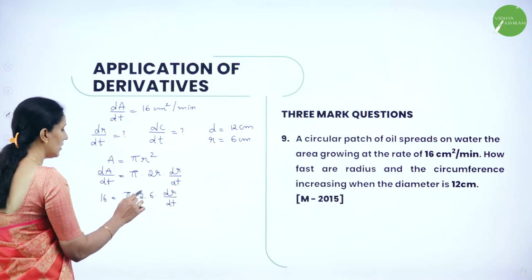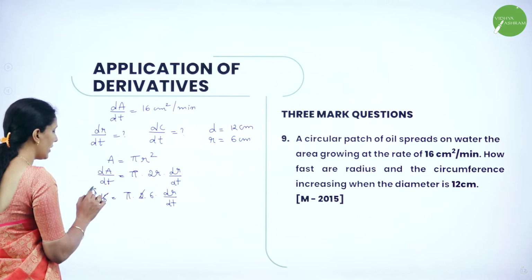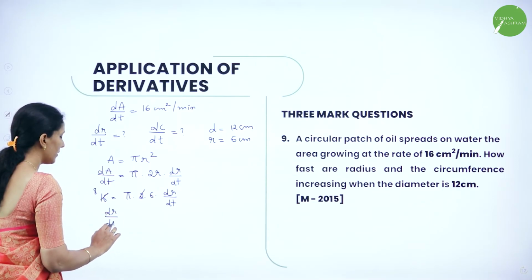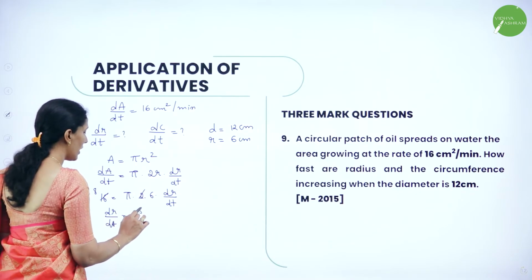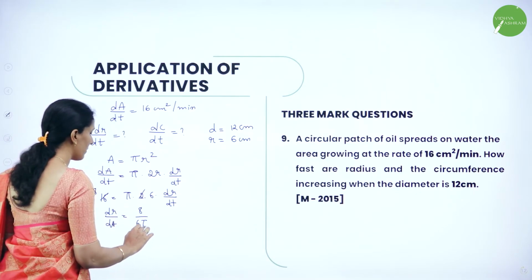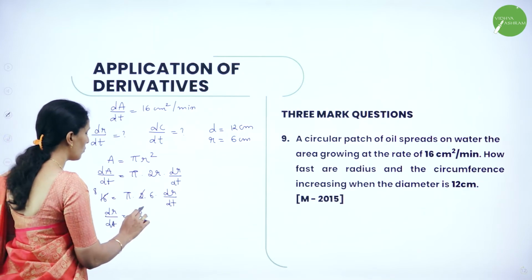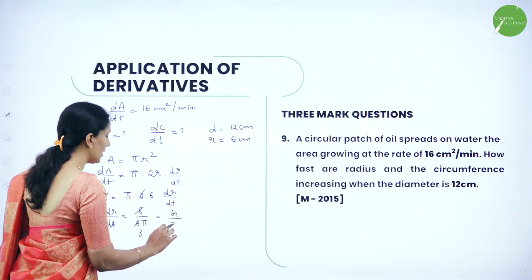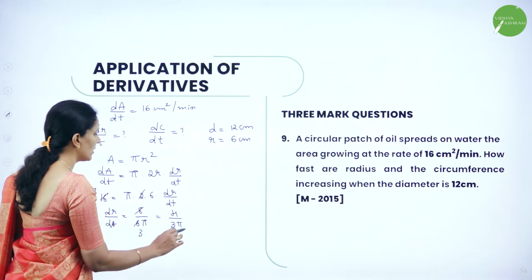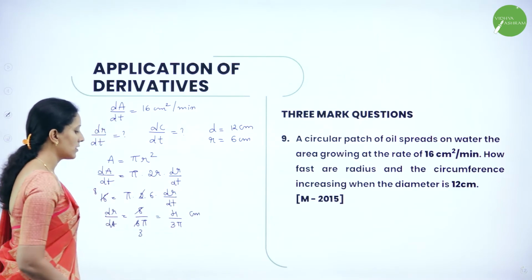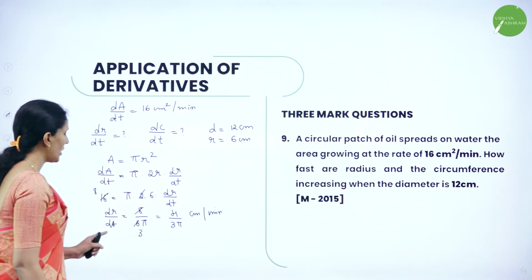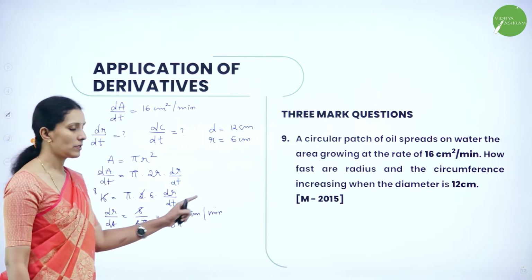So 2 ones are 2, 8 twos are 16, so we get dr by dt is equal to 8 divided by 6 pi. Cancelling, 2 fours are 8, 2 threes are 6, we get 4 divided by 3 pi centimeter per minute. So this is the change in radius with respect to time.